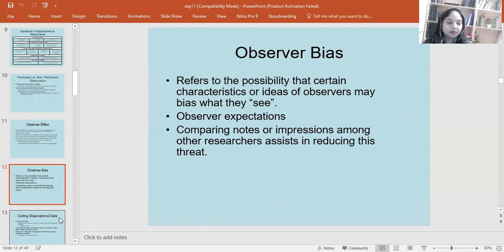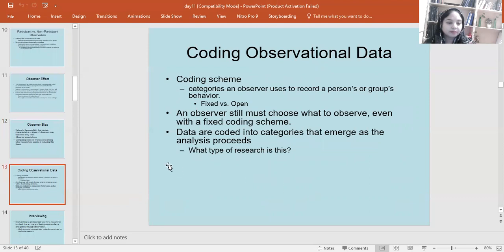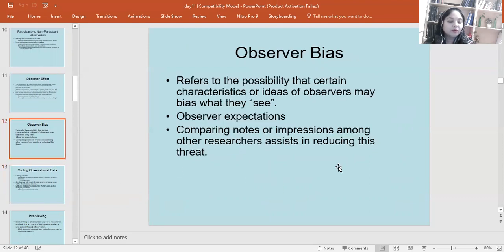But ethically, inform the participant. The remaining points I will discuss with you in my next lecture.